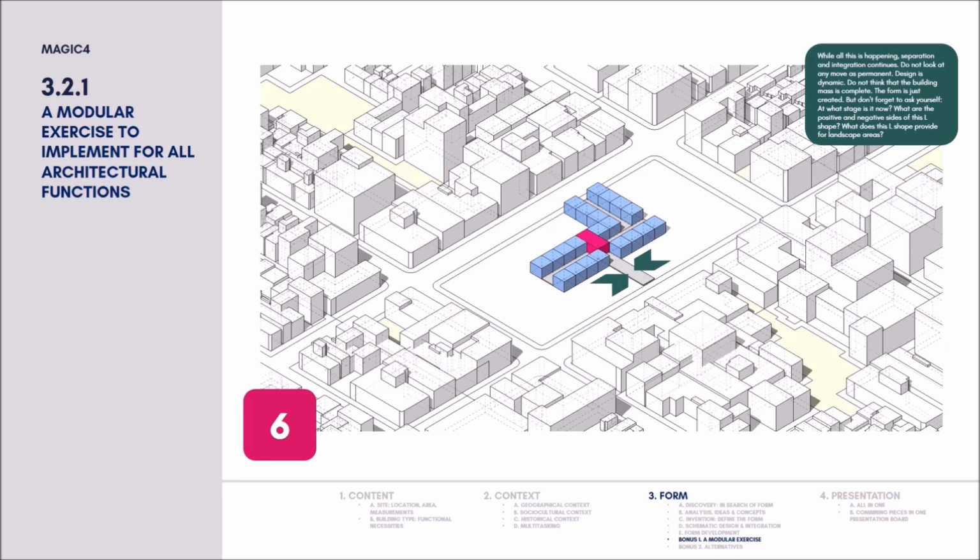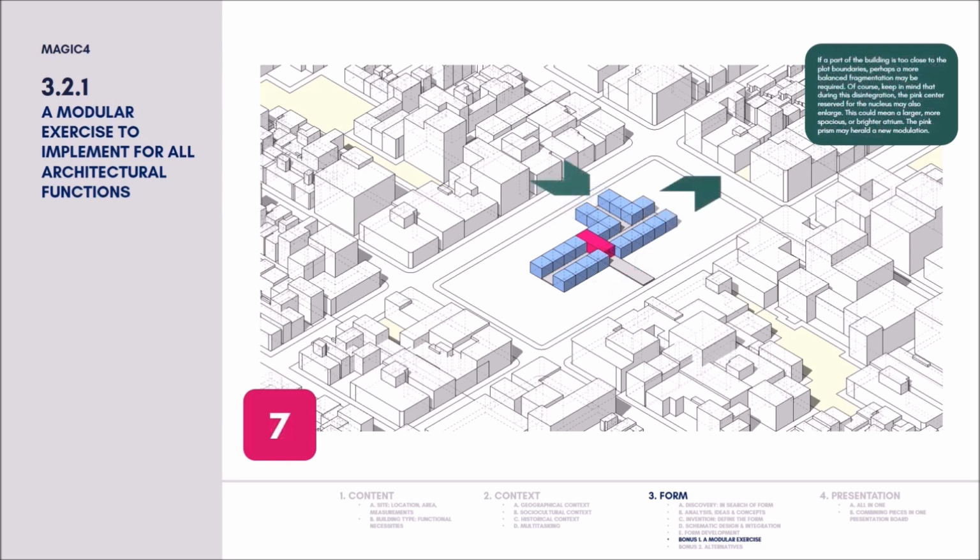7. If a part of the building is too close to the plot boundaries, perhaps a more balanced fragmentation may be required. Of course, keep in mind that during this disintegration, the pink center reserved for the nucleus may also enlarge. This could mean a larger, more spacious, or brighter atrium. The pink prism may herald a new modulation.